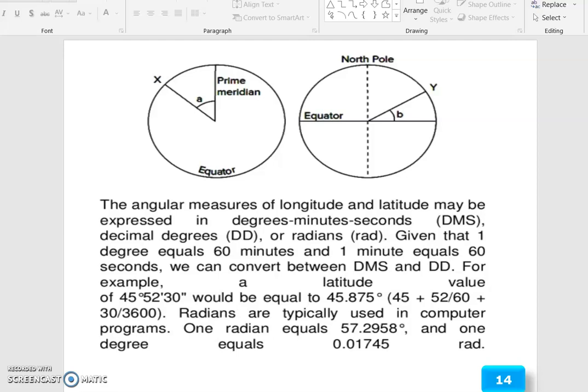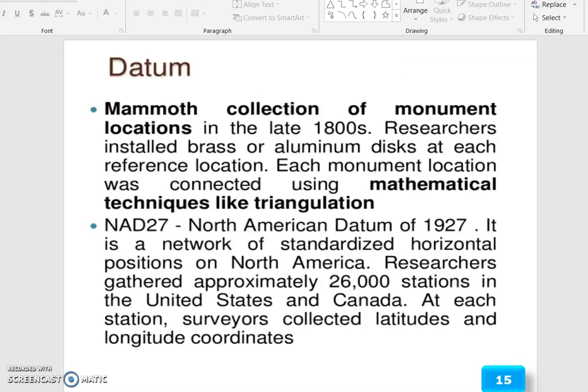Radians are typically used in computer programs. 1 radian equals 57.2958 degrees and 1 degree equals 0.01745 radians. Now the datum. A massive collection of monument locations: in the late 1800s, researchers installed brass or aluminum discs at each reference location. Each monument location was connected using mathematical techniques like triangulation.